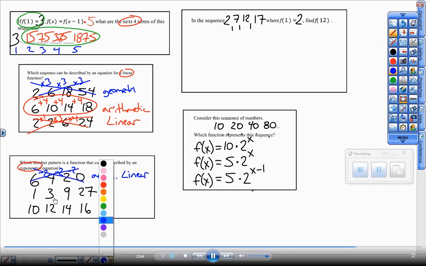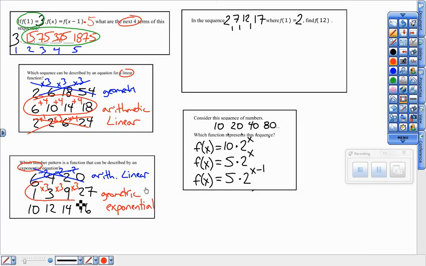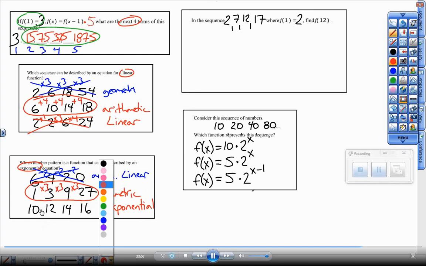This one, a little trickier, but I am timesing by 3. 1 times 3 is 3, times 3 is 9, times 3 is 27. That is geometric. That is exponential. That's the one I'm looking for. That will give me a graph curving up. That is the one right there. This next one looks like it's going up by 2's, which of course makes it linear, makes it arithmetic, but this one wants the exponential geometric one, so that one's no good.